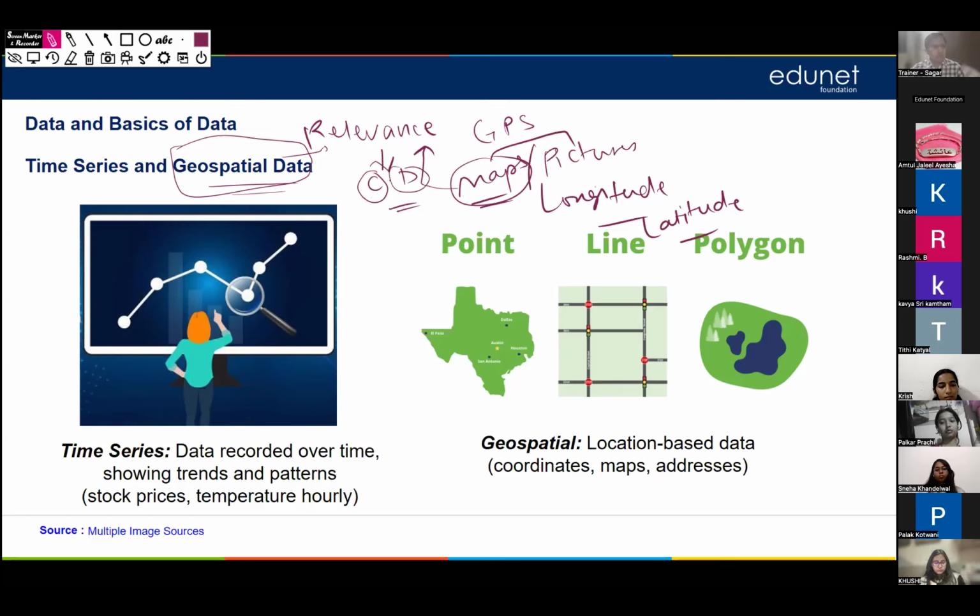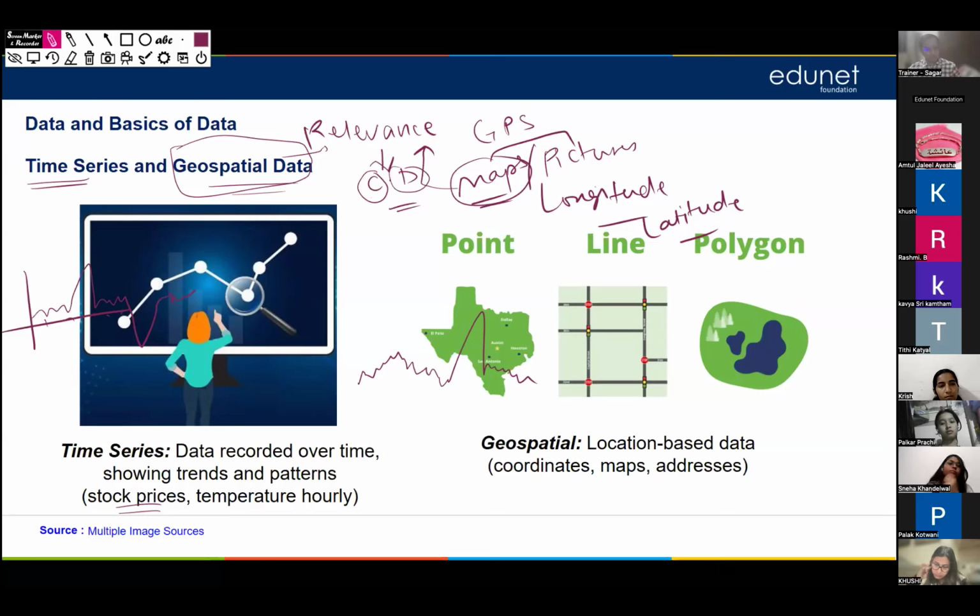Now, when we are talking about time series, all of you come from a BCom background, and all of us are much aware about the stock market. The stock market changes every second, so the graph might look something like this. That is time series data, data over a period of time. It might go down also. So it is not that it is always up, but every second the data might change. That is what we talk about as time series data.